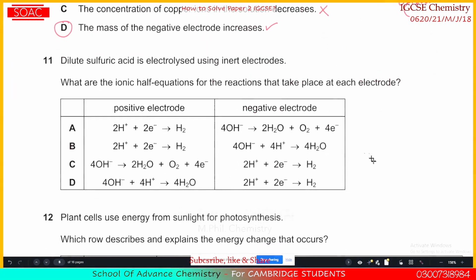Question number 11. Dilute sulfuric acid is electrolyzed using inert electrodes. So oxygen and hydrogen are supposed to be formed. On the positive electrode, there must be oxygen, and on the negative, hydrogen. So only C is the correct option.